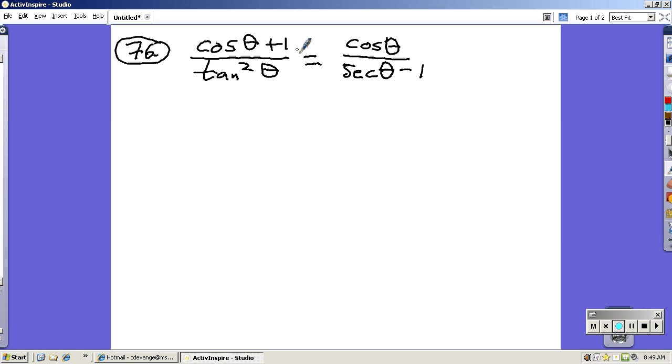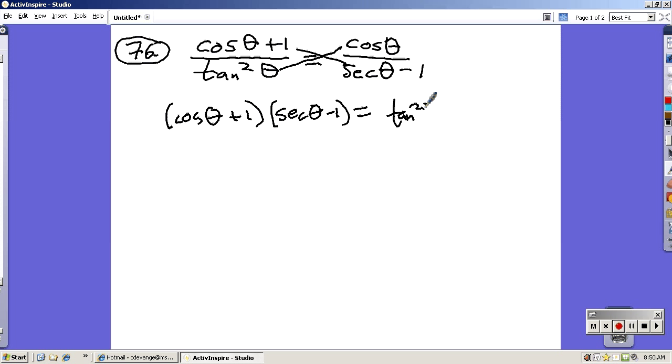So, this times this, I'll just call it cosine theta plus 1. I'll just call it that because that's what it is. Secant theta minus 1. And then tangent squared times cosine. I don't really need the parentheses, but I'll throw them in there. And on this left-hand side, think of it like a binomial times a binomial. So you could FOIL it out, cosine theta times secant theta.